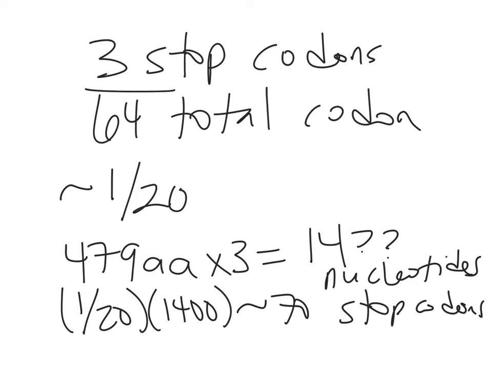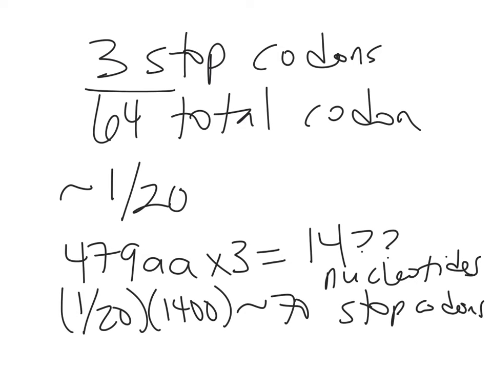This protein is 479 amino acids long. 1,400 and something nucleotides. How many stop codons exist in the reading frame? 1 at the very end. The last codon is the stop codon.